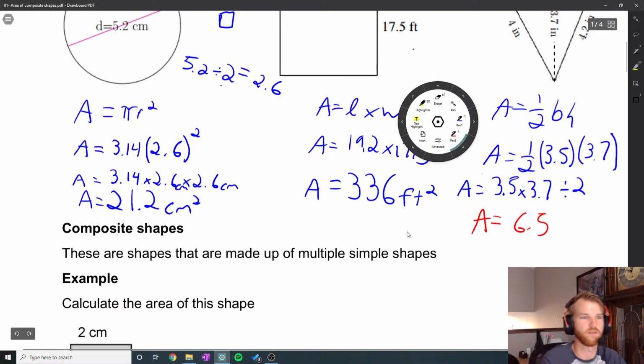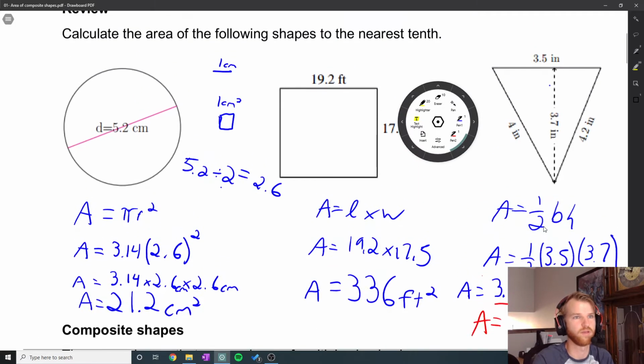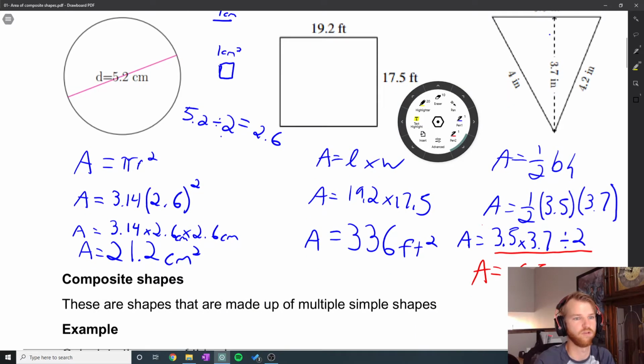All right, sorry, I just saw that got cut off. So this is how I'd write it into my calculator: 3.5 times 3.7 divided by 2, and after I rounded, I got an answer of 6.5. Again, I need to check my units. I was talking about inches before, and so now I'm going to be talking about inches squared, which we call square inches.